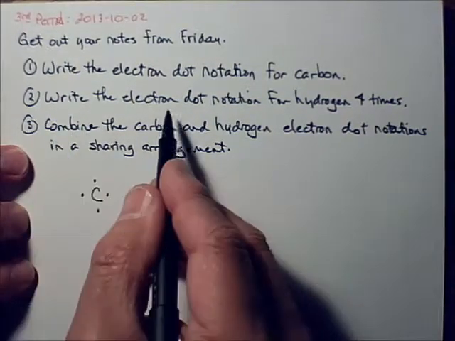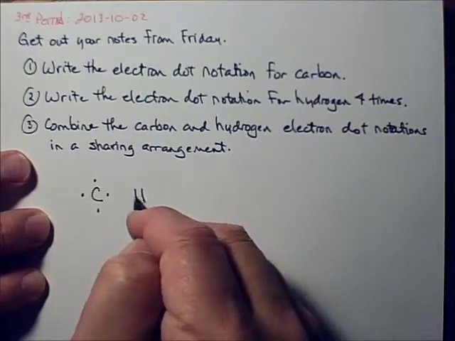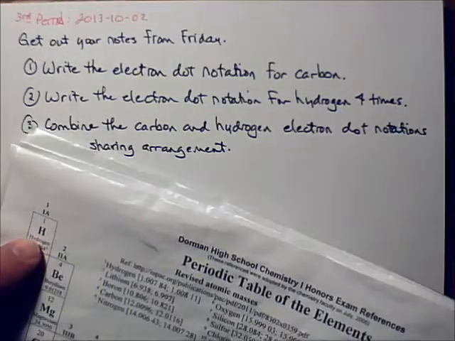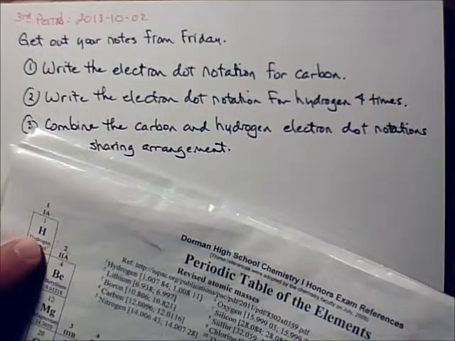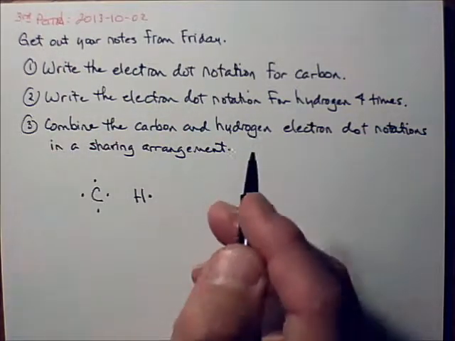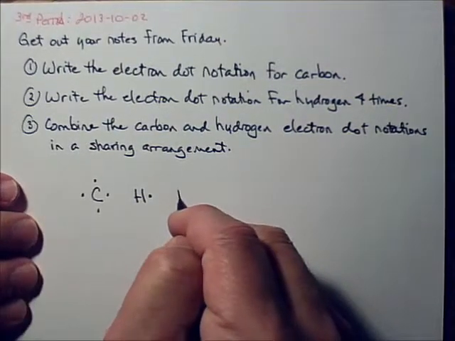then it said number 2 was to write the electron dot notation for hydrogen 4 times. The electron dot notation for hydrogen is just 1 dot. Hydrogen is on the first primary energy level, and there's only 1 electron representing where it's placed there on the periodic table. So there's only 1 dot in hydrogen. Okay, 1 electron in its valence level, only 1 electron period for hydrogen. And we need 4 of them.